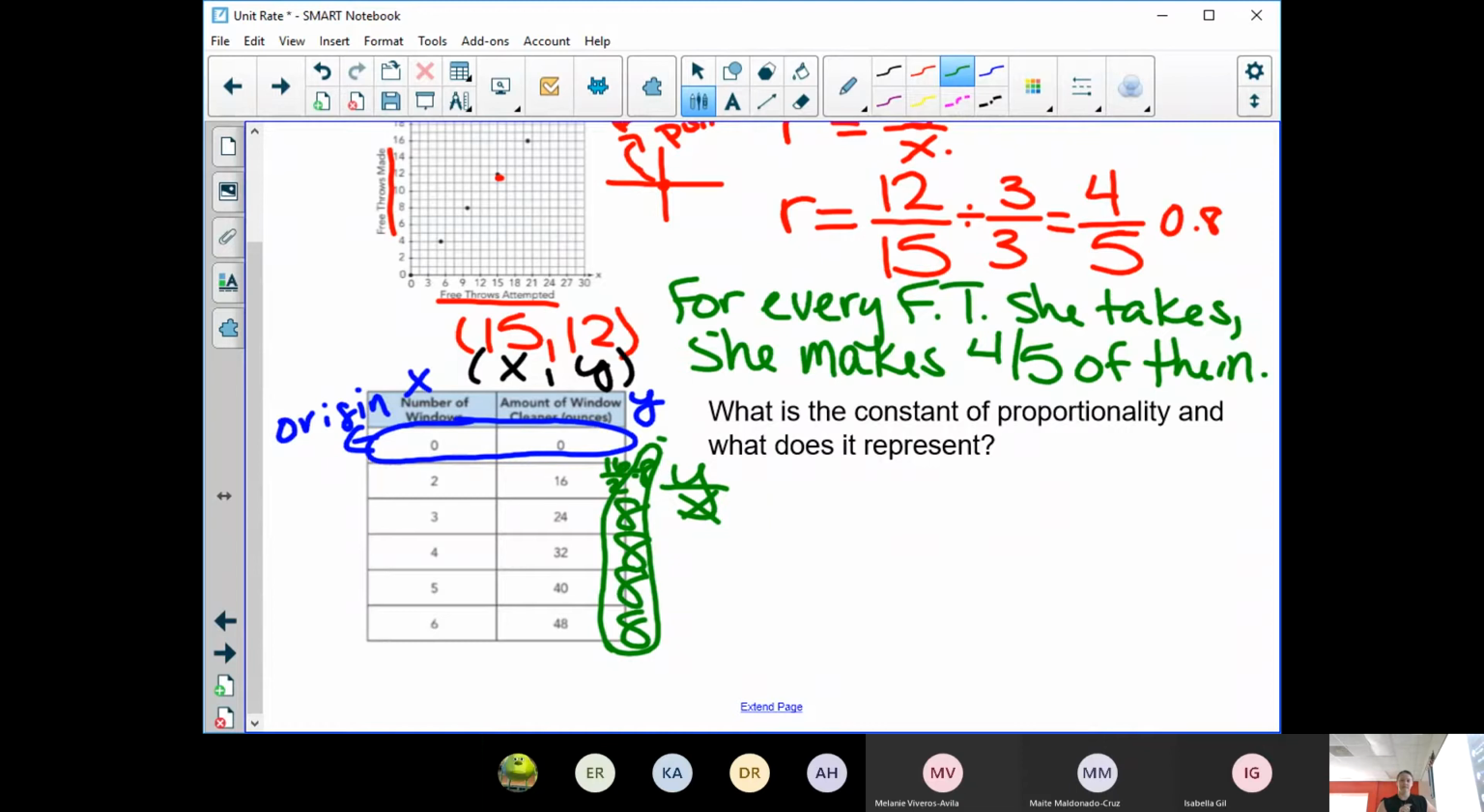Elizabeth says yes. Alayla says yes. Okay. Maite says yes. And I hope I said your name correctly. Yes, yes, yes. All right. So yes, it is proportional. What is our constant of proportionality then? So R is equal to what?